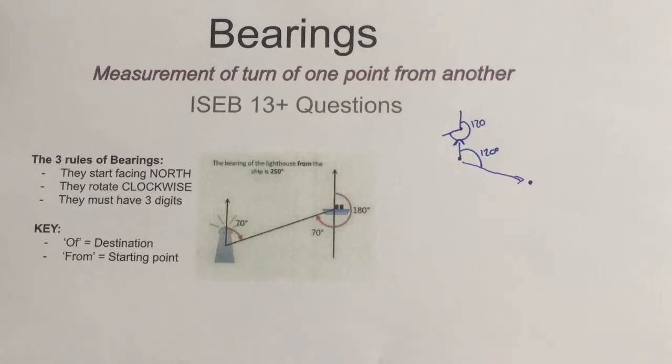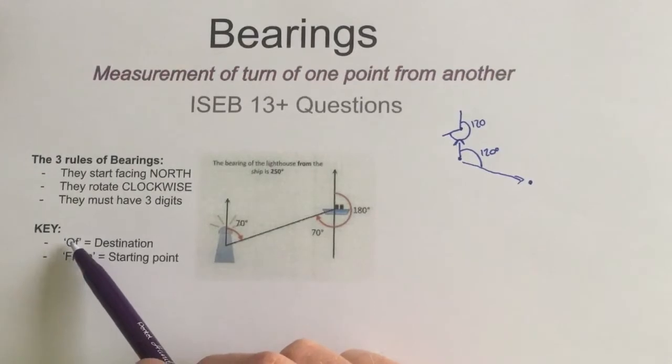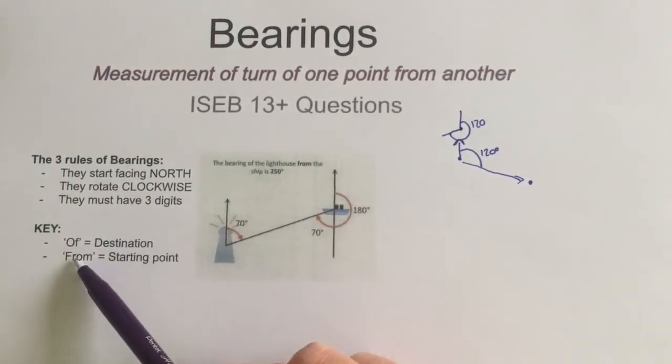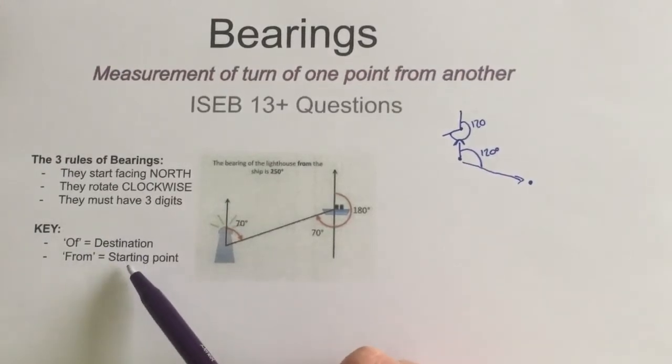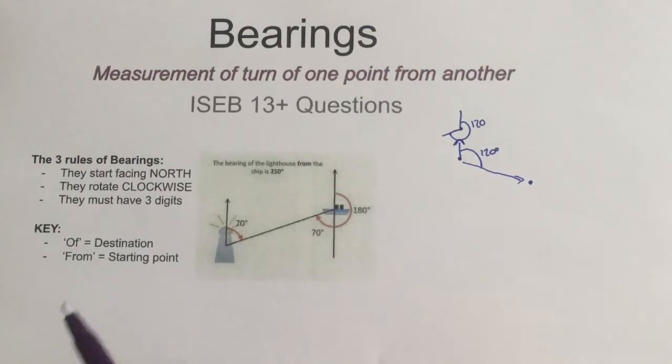The last thing, a key point I find, is in questions, in descriptions, look for the word "of". Now, when you see "of", the next word is the destination, and when you see "from", the next word is your starting point. So, for example, if I go from Tesco's to Asda, I'm starting from Tesco's. That's my starting point. Same with bearings, but it's a little bit more confusing because often your starting point is your second place mentioned.